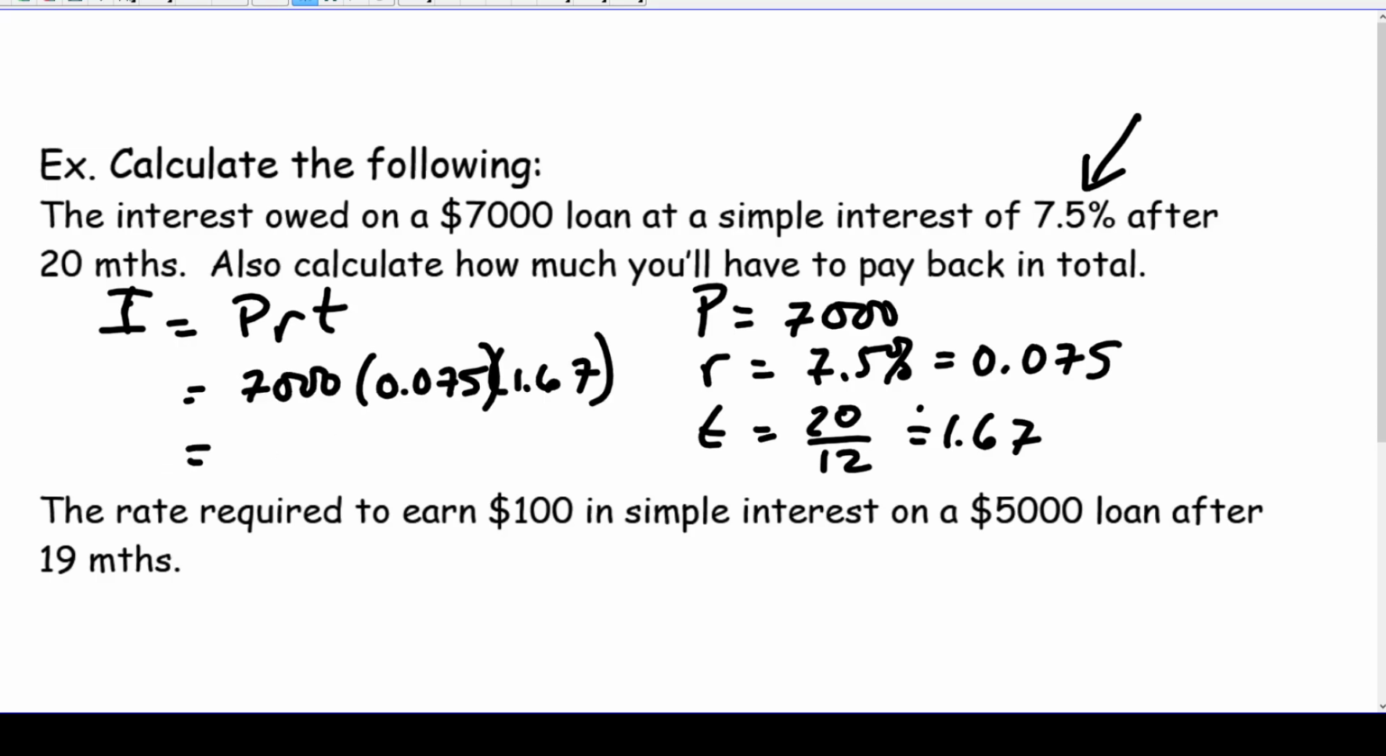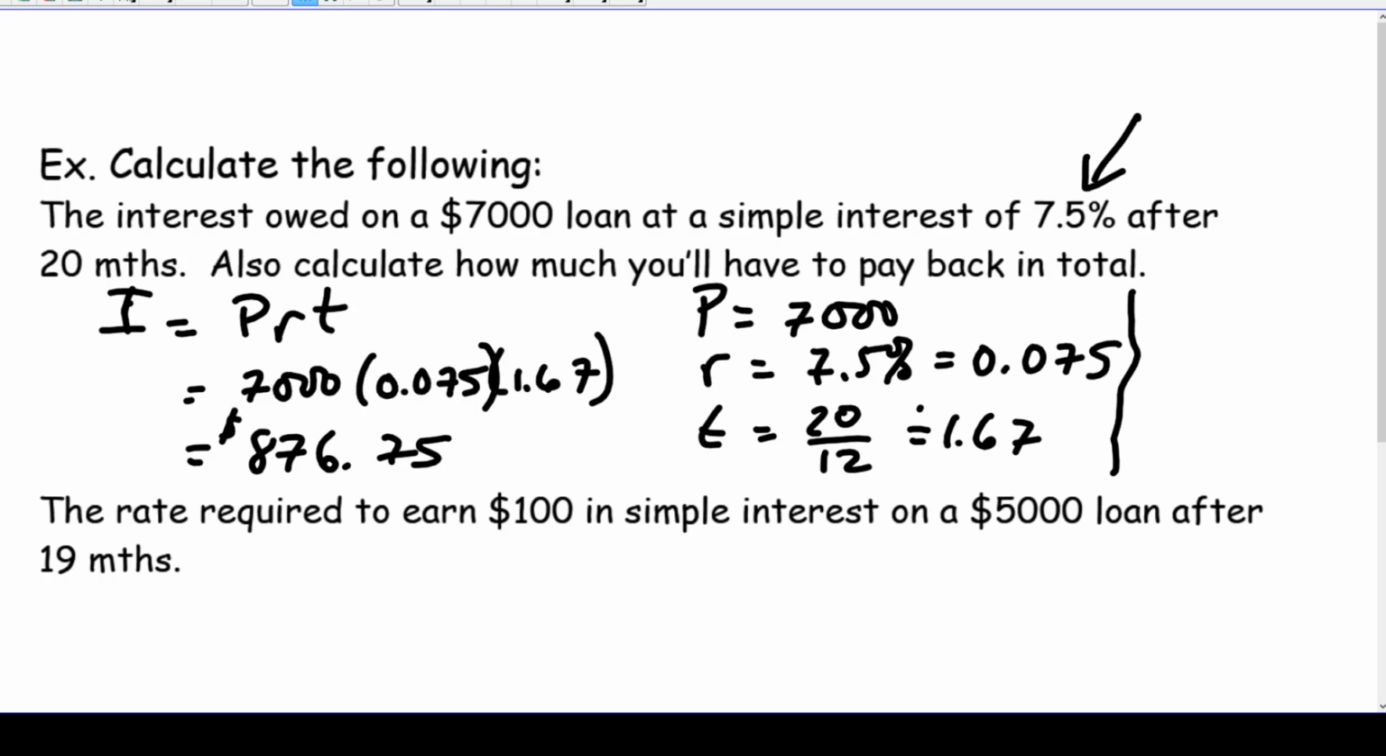So 7,000 times 0.075 times 1.67 equals $876.75. All right. So that's just the interest.